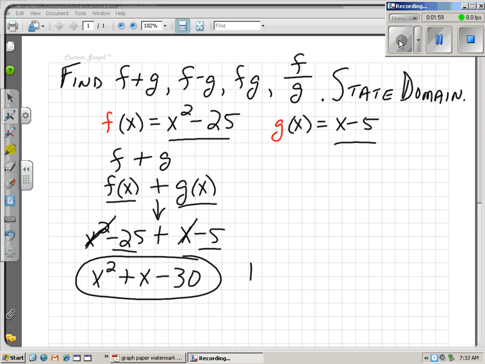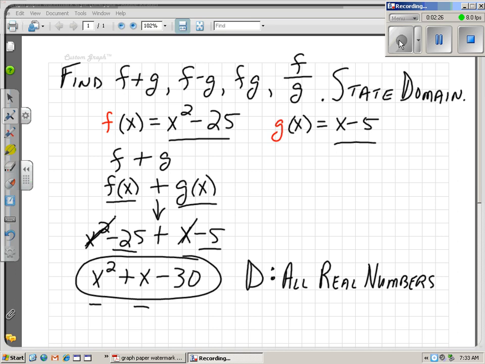All right, let's talk about the domain. I'm just going to put D for domain. The domain is just what x's can you put in there. And I always assume that I can use all real numbers unless I can prove otherwise. So I look at my expression, it's x squared plus x minus 30. I'm thinking, is there any number that I can't put in for x? Is there any number that won't work in there? And I can't think of a single number.